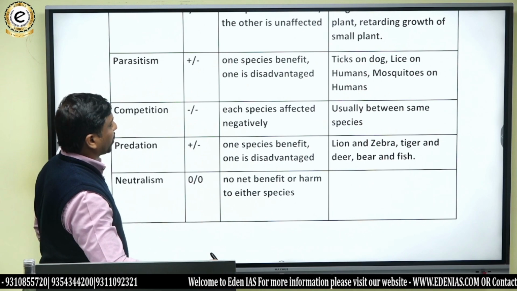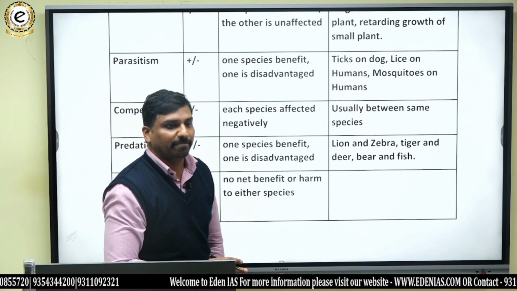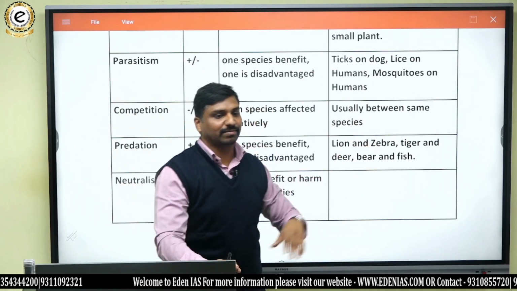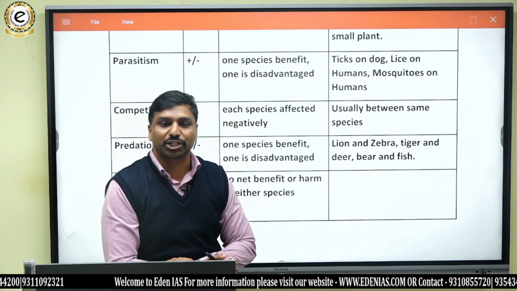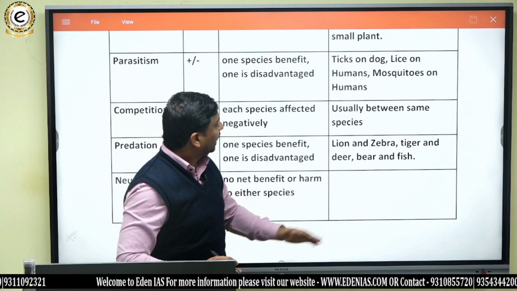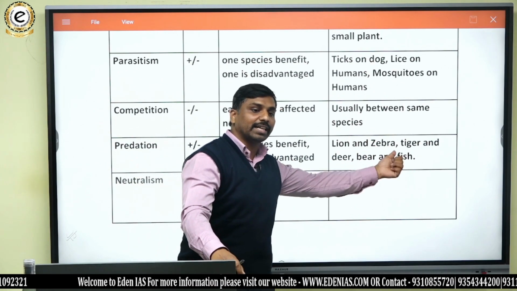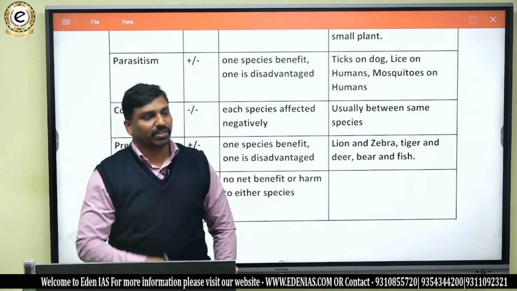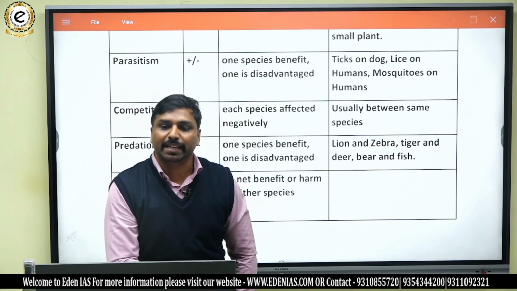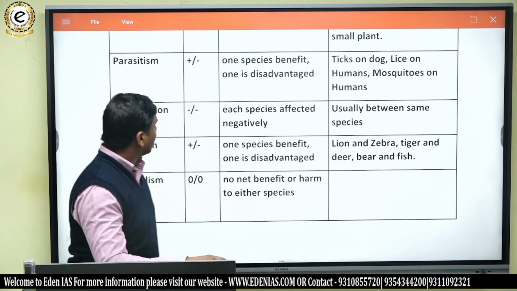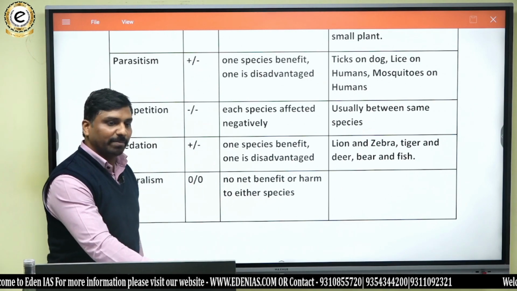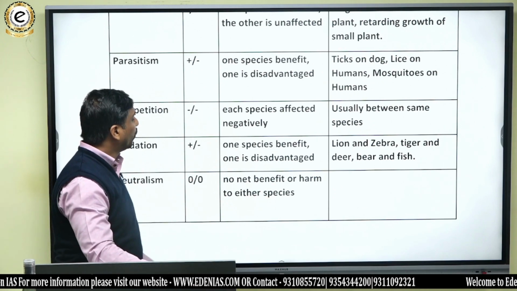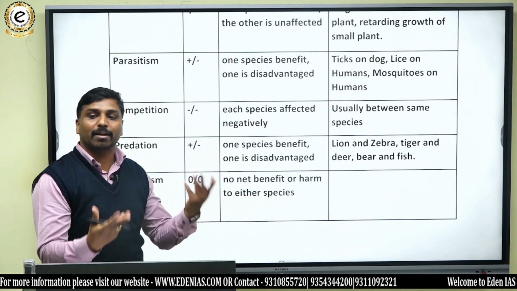Then predation. We have understood what predation is, like the relationship between lion and zebra. The lion is the predator and the zebra is the prey. Tiger and deer: the tiger is the predator and the deer is the prey. Bear and fish: the bear is the predator and the fish is the prey, right? So this is one type of interaction. Finally, neutralism. That means neither benefit to anyone nor harm to anyone.